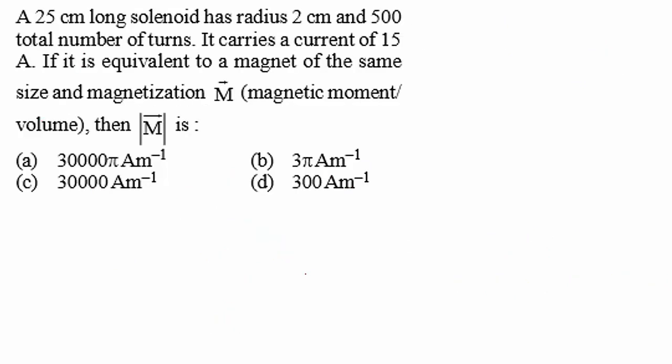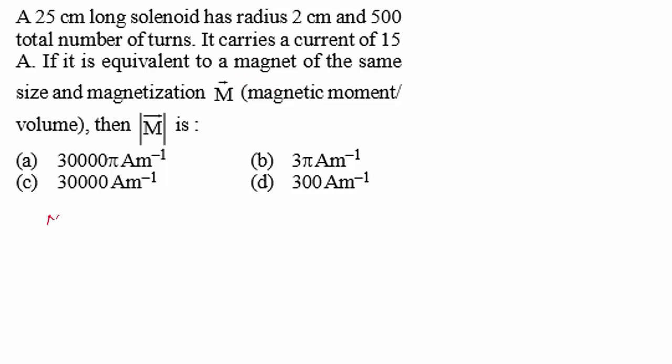A 25 centimeter long solenoid has radius 2 centimeter and 500 total number of turns. It carries a current of 15 ampere. If it is equivalent to a magnet of the same size and magnetization, magnetization means magnetic moment per unit volume, then find mod M. It is a 25 centimeter long solenoid and 500 number of turns. It carries 15 ampere. So we have to find the magnetization.